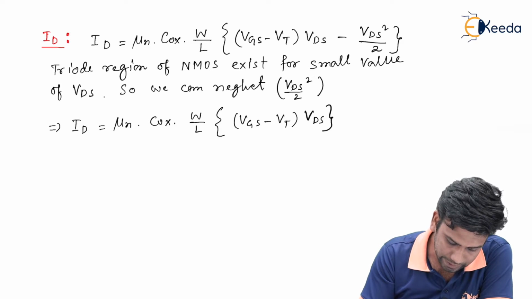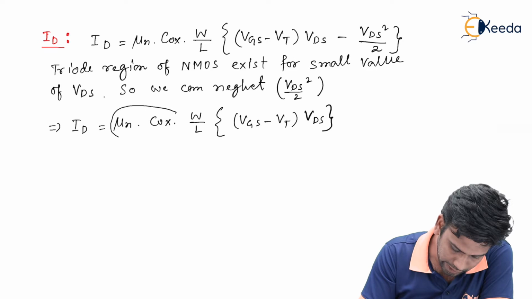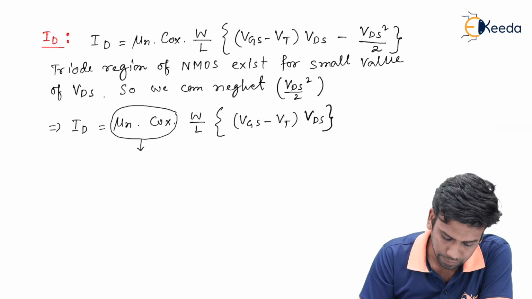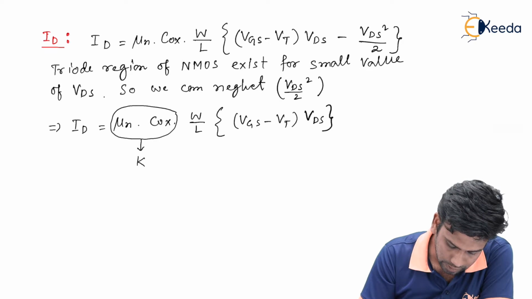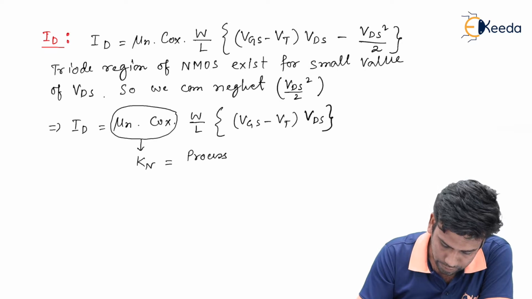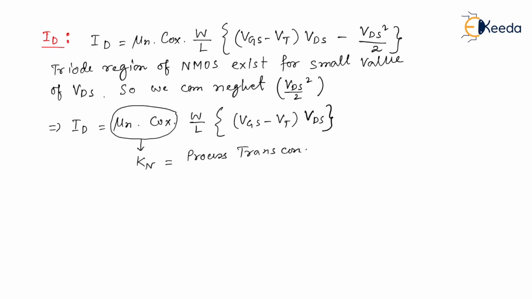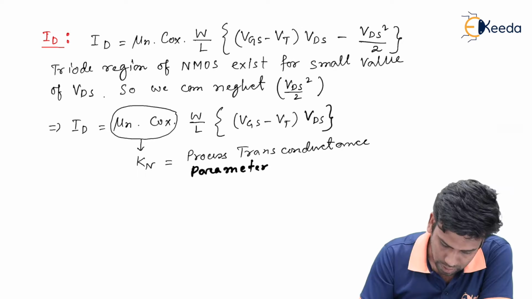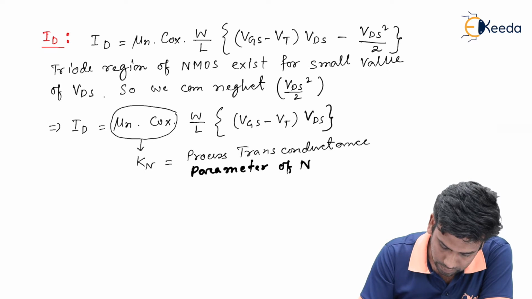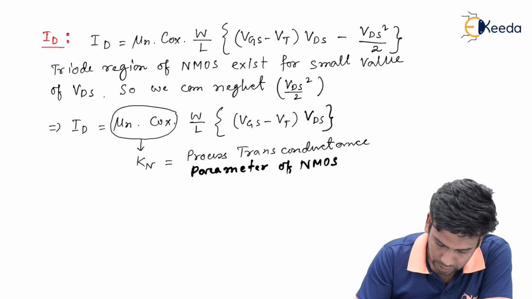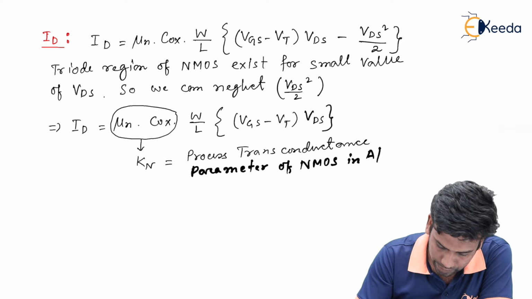Now if I take this mu n into COX as constant, because it will be a constant value, I am terming it as Kn. So this Kn is the process transconductance parameter of the NMOS transistor, and the unit is ampere per volt square.